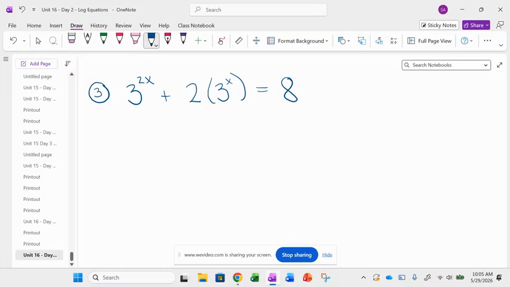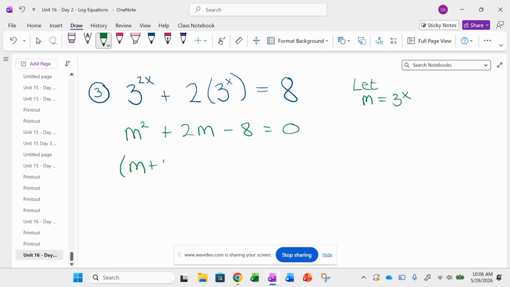Okay, so is this a good problem for substitution? I think so. And I see that we have 3 to the 2x and 3 to the x, so I'm going to let m equal 3 to the x. So once again, we're getting m squared plus 2m. I'm going to bring that 8 over, minus 8 equals 0. Perfect form for factoring. So we're m plus 4, m minus 2 equals 0, and we get m equals negative 4 and m equals positive 2.